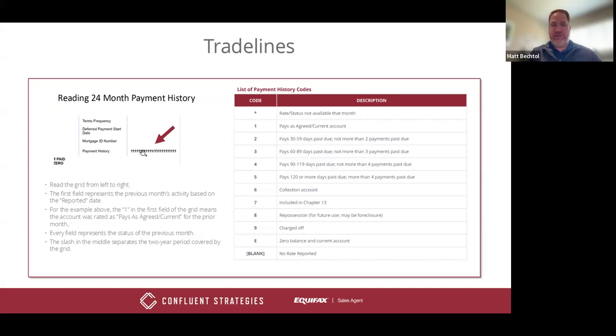If you were to see 6 months back, it starts as the most recent month on the far left, and then 24 months ago is on the far right. So if 6 months ago there were a two, that would simply tell you that 6 months ago, that individual account had been between 30 to 59 days past due. And then, of course, if it goes back to one, that means they went past due and they caught up.